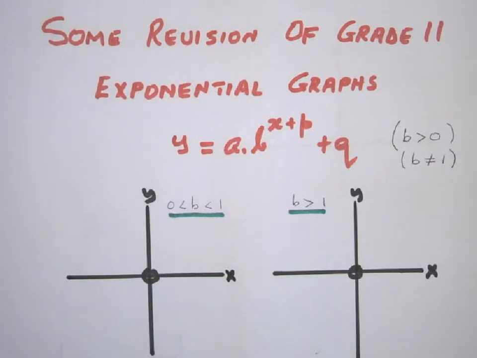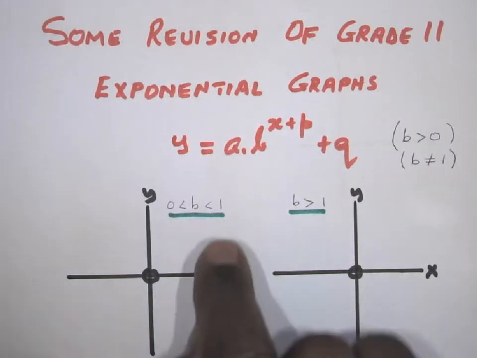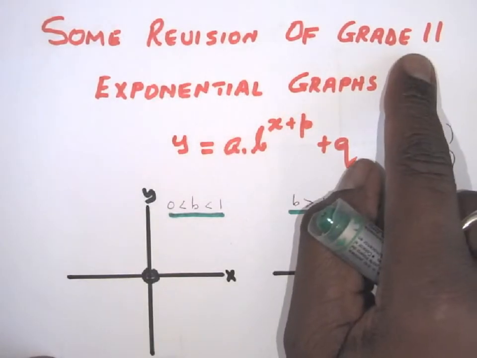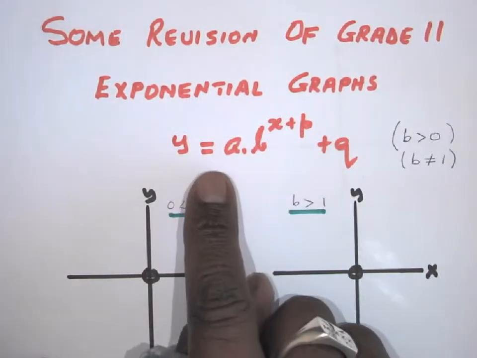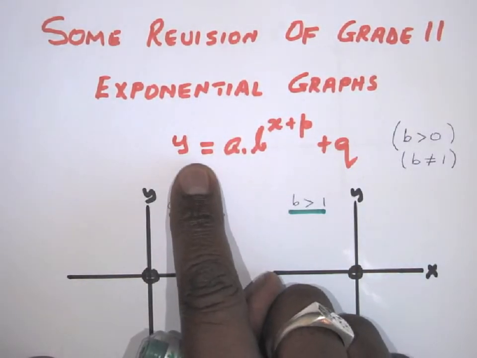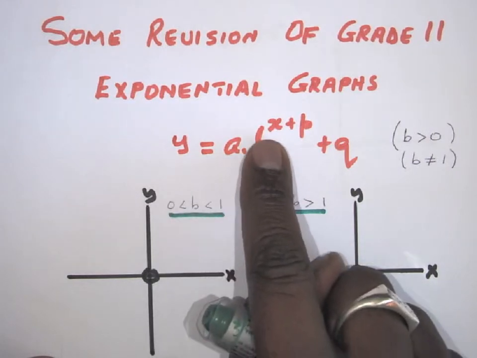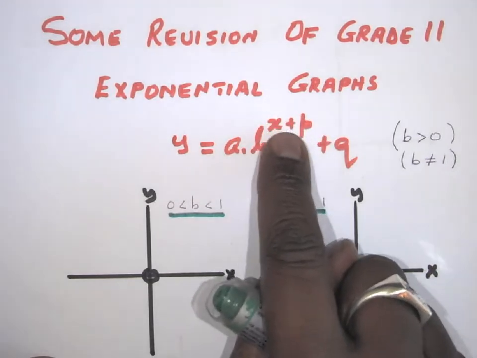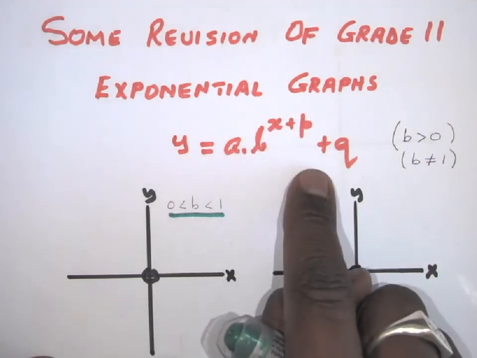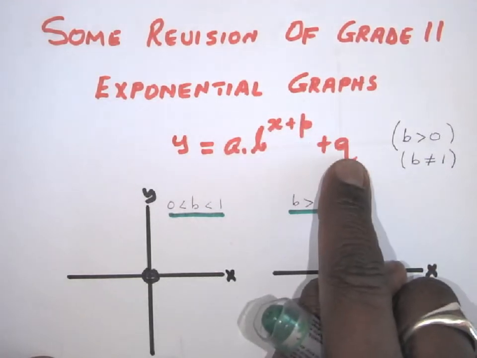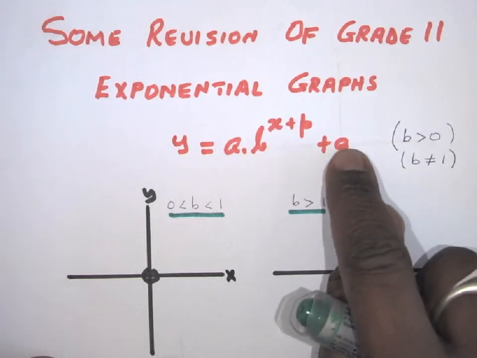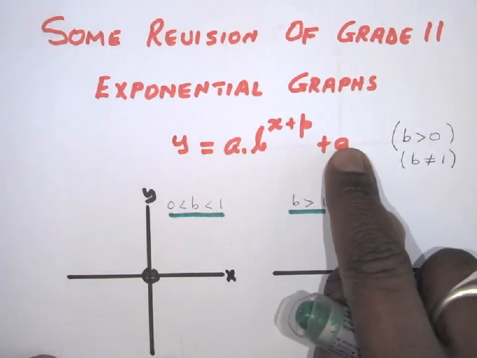Hi, grade 11s. Today we'll do some revision on your exponential graphs. Recall that the standard form of the exponential graph in grade 11 is y = a·b^(x+p) + q. Note that the x plus p are both exponents, then plus q, which is a term on its own. Remember that q will form a horizontal asymptote of a graph.